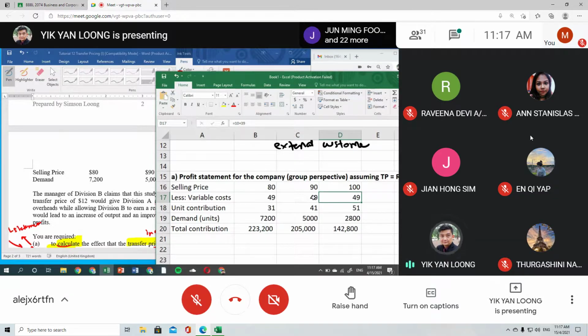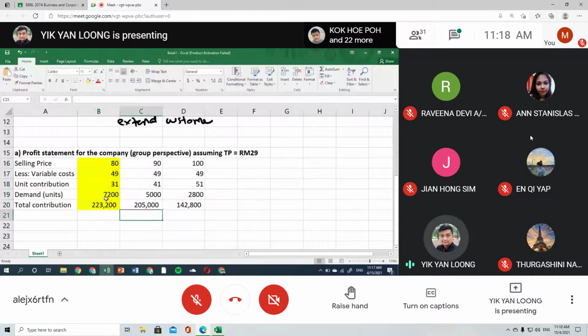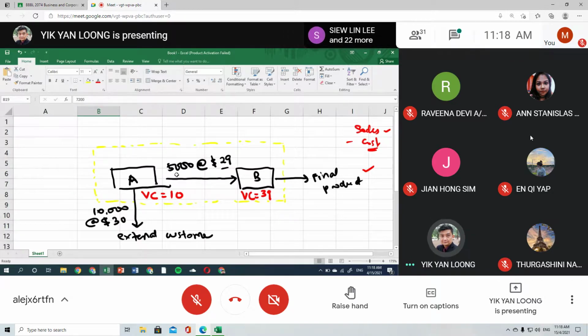Right? So from the goods perspective, when you produce 7,200 units, and the selling price is 80, isn't it? Okay. So from the goods perspective, total overall profit will be the highest when they produce 7,200 units. Okay. Now, but when it comes to our current arrangement, what is our current arrangement? Only 5,000 is transferred, right? Current practice is only 5,000.